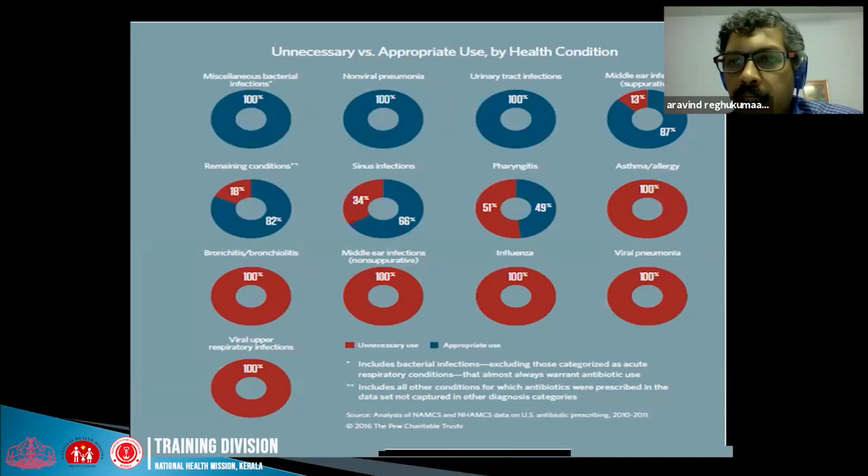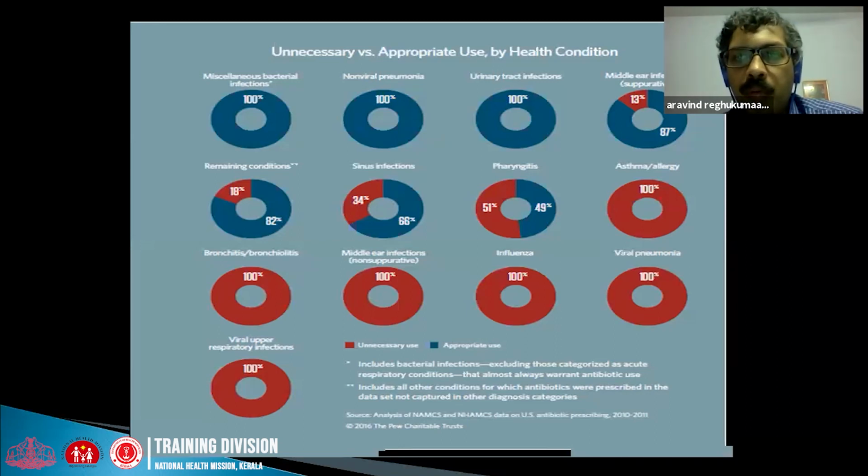In pharyngitis also, you can see that in more than 50% of cases, antibiotics are not necessary. If you look at asthma or allergy, bronchitis, non-suppurative middle ear infections, influenza, viral pneumonias, etc., in those situations antibiotics are totally unnecessary. If you are using antibiotics in those situations, that is one area we can focus on as far as curtailing the use of antibiotics is concerned.